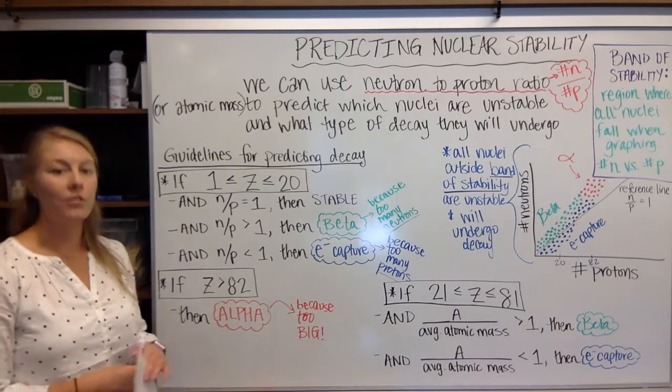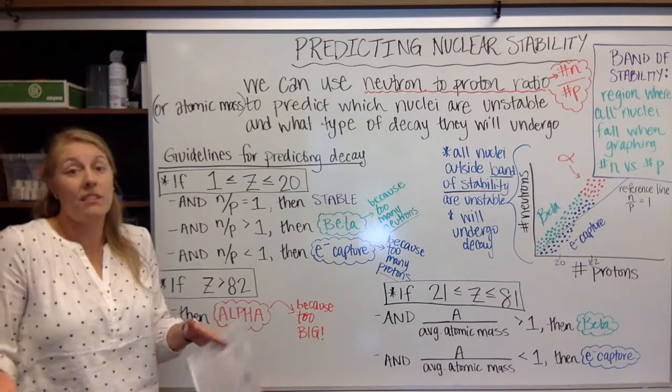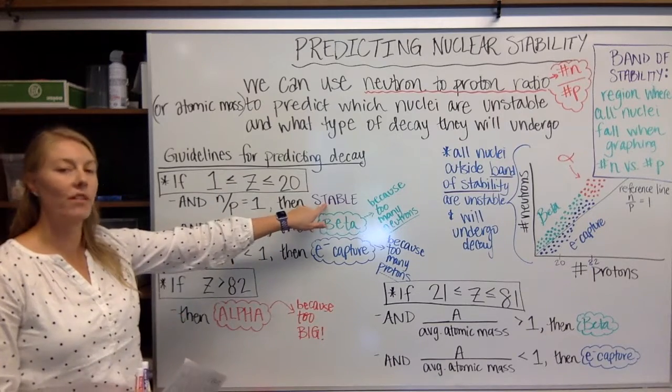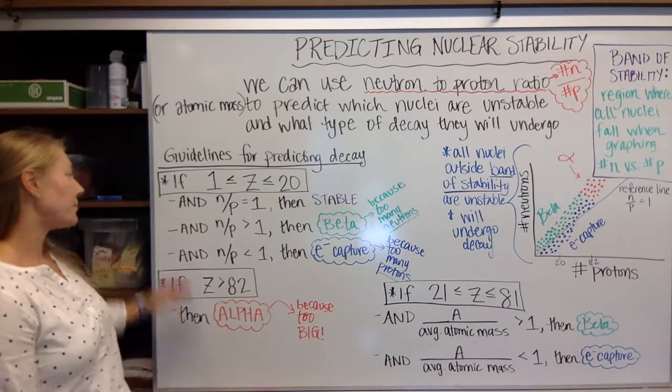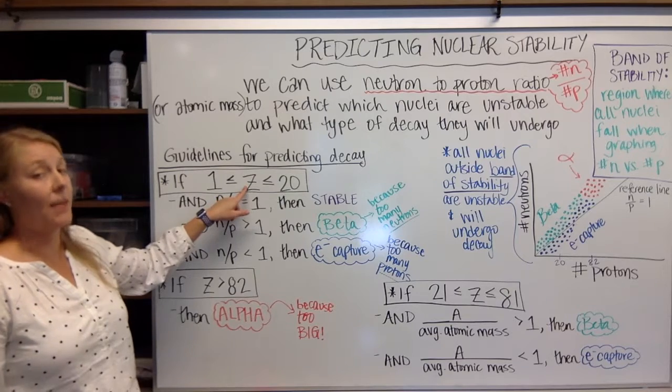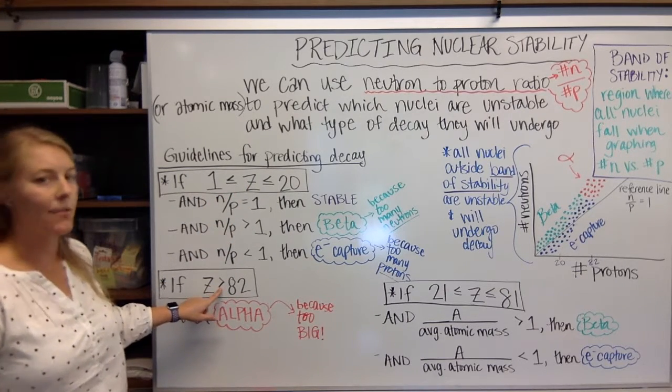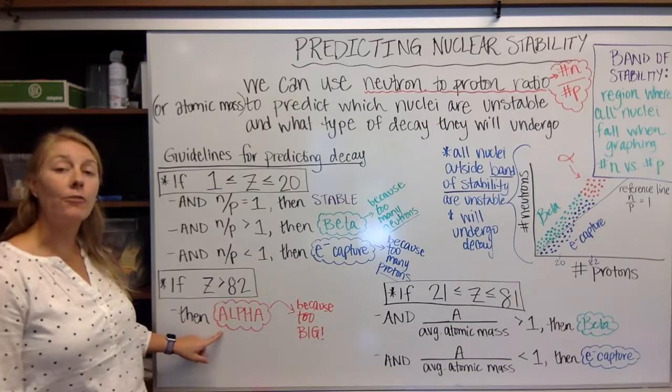which again brings your neutron to proton ratio closer to N over P equals 1. That's the goal of these nuclei, to become more stable. Now, if your proton number is not between 1 and 20, but it's greater than 82, well, that's an easy one. We're going to predict alpha decay.